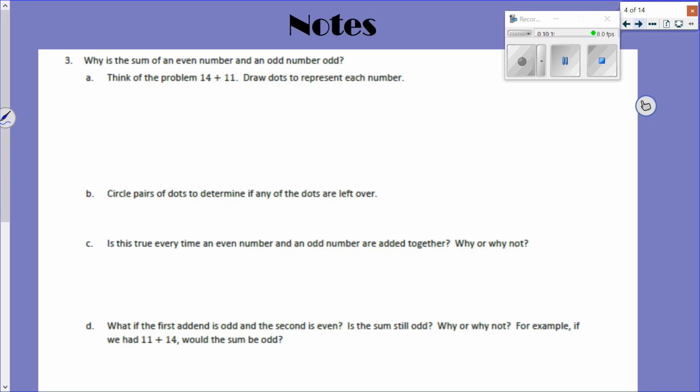Okay, next page. Now we're going to look at an even and an odd and understand now why my answer will be odd. This is the third page. Are you going front to back, Michael? Okay, so we're going to do 14 and 11. So just as we've been doing, we're going to do 14 dots, so 7 sets of 2. And we're going to add 11.